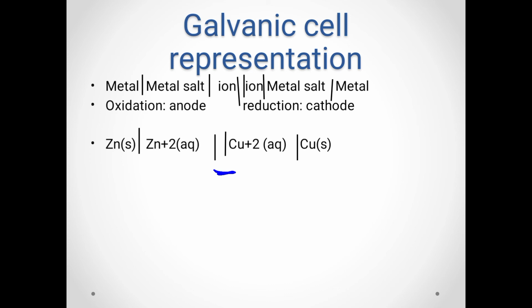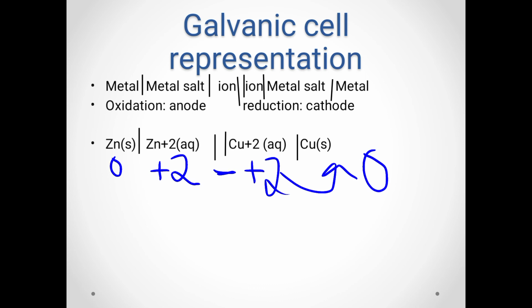Here if you see the oxidation state, what do you see? It was in the 0 state and you see +2. That is, you see an increase in the oxidation state, which indicates that oxidation is occurring, and that oxidation occurs at the anode. Whereas here you see copper is in the +2 state, going to the 0 state, which indicates a decrease in the oxidation state, which is reduction, which occurs at the cathode.